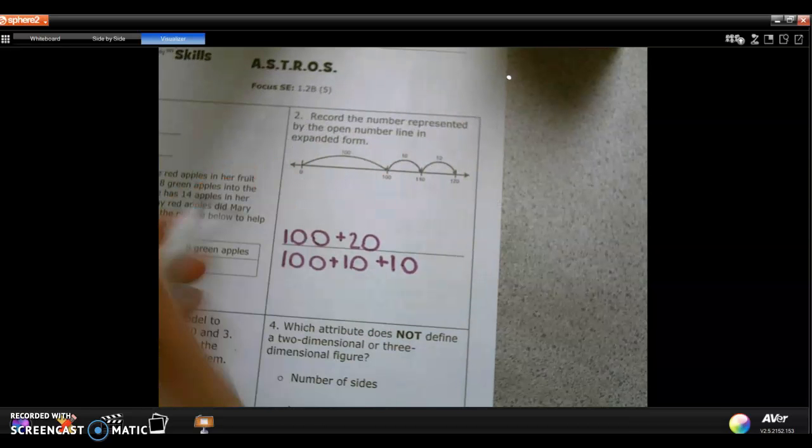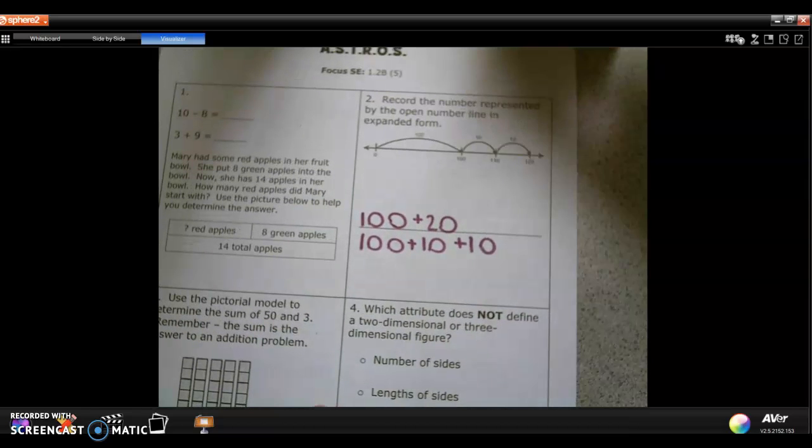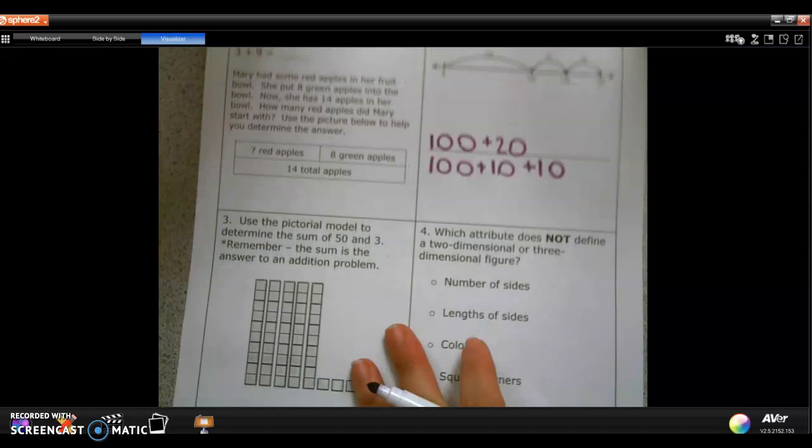There is more than one way to get to this answer. Make sure you're looking at that number line to solve it. Remember, expanded form is when we are going to have those plus signs.